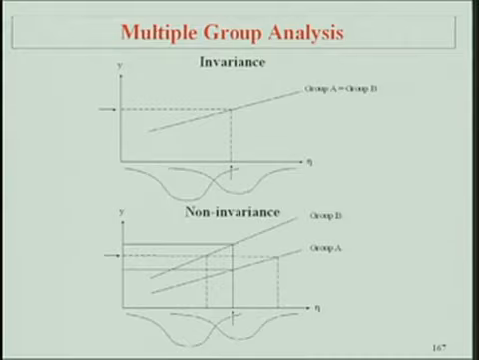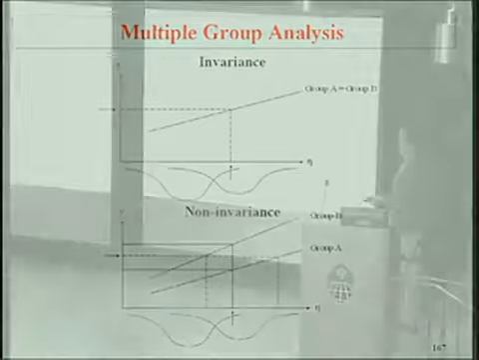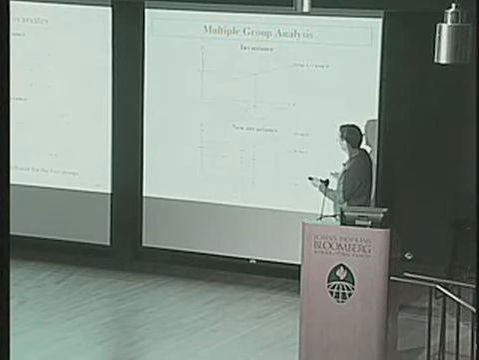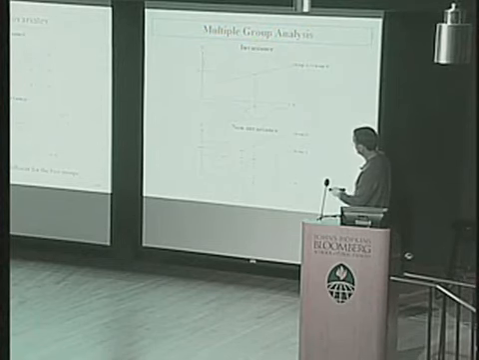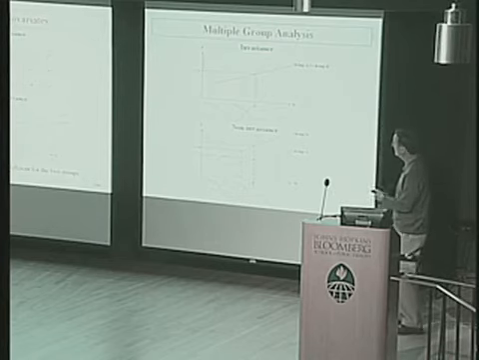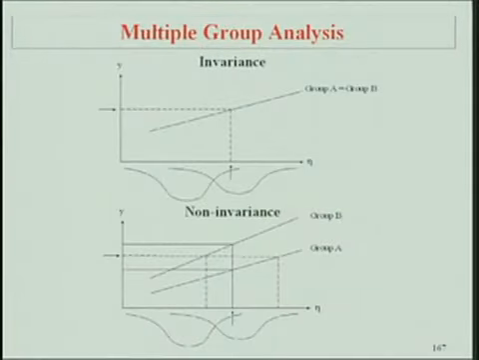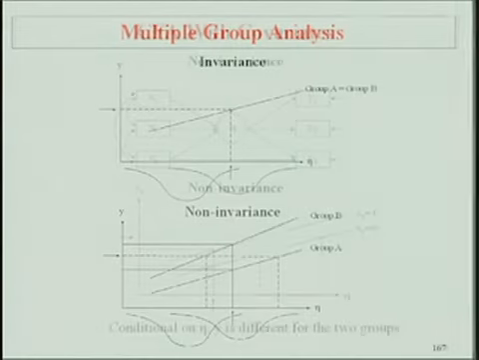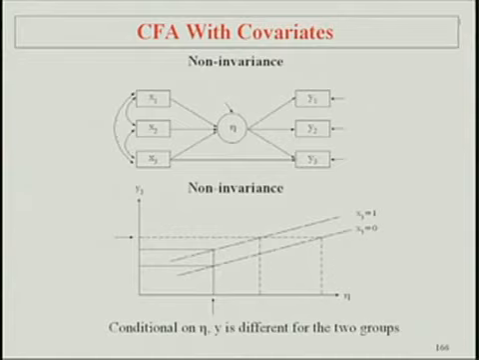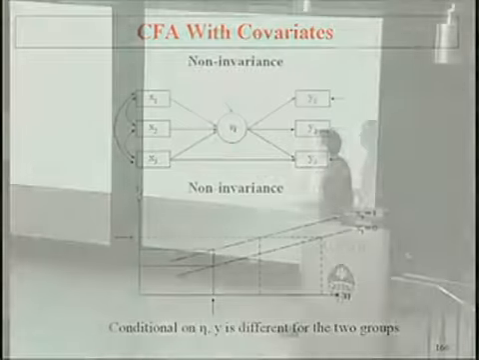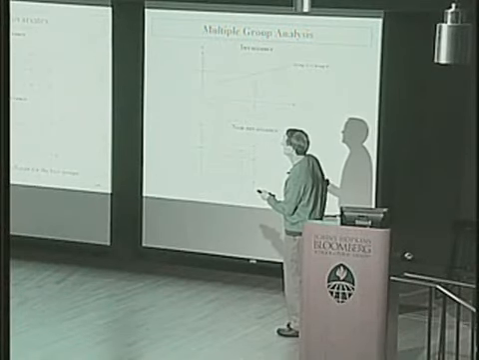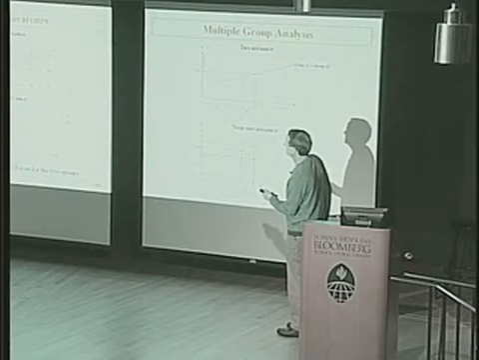Now if you look at the other case of non-invariance, you again have y on the y-axis, eta on the x-axis, and the two groups' distributions below the x-axis. But now you have two lines that are no longer parallel. That means, using the picture for the CFA, that the loading for y3 on eta is different across the two groups. You can capture that in the multiple group analysis, but I can't think of a way to handle that in a simple way in the CFA with covariates.